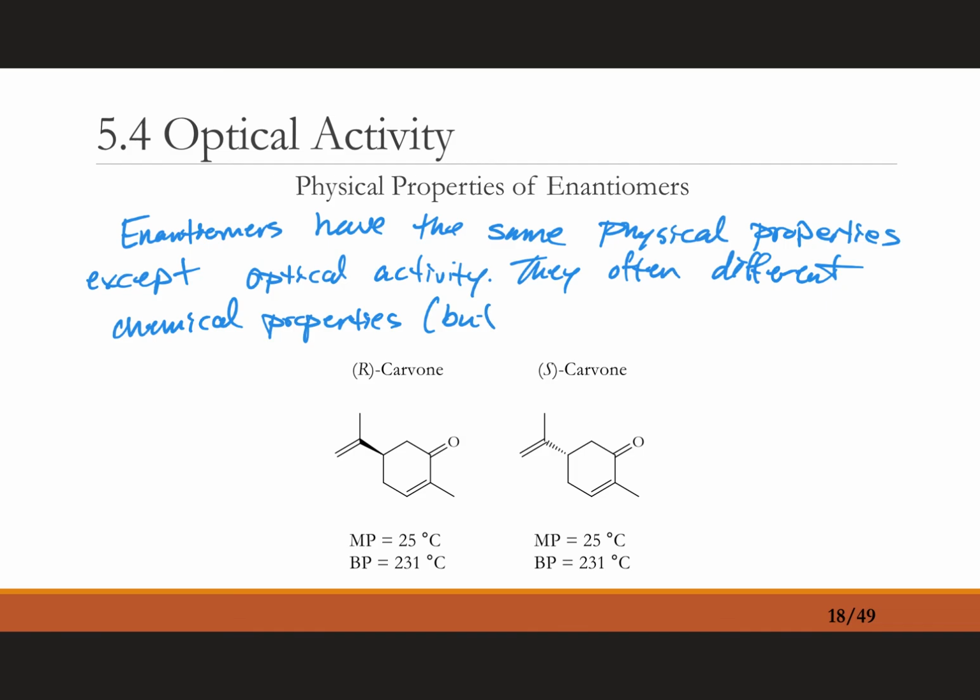But they can be the same. That's for enantiomers. You look at the examples here. There's R carvone and S carvone. You see that the melting points are both 25 degrees Celsius and the boiling points are 231 degrees Celsius.